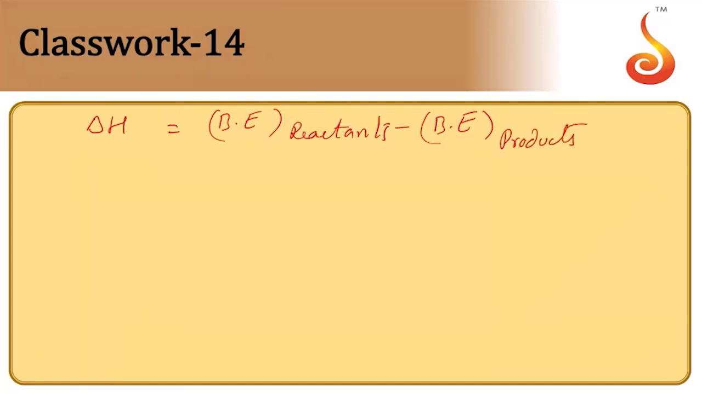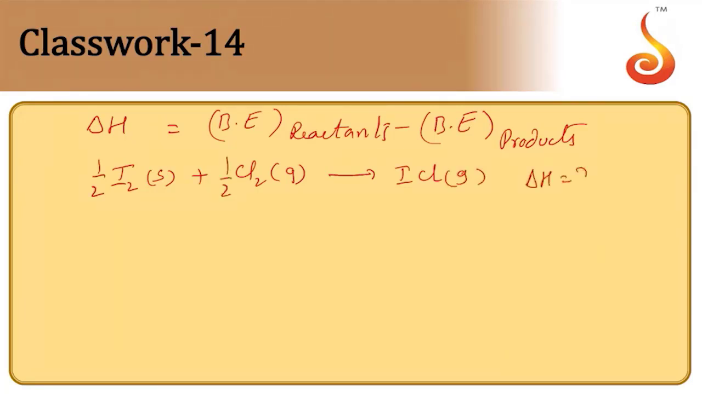It's a basic equation we have, and we require the enthalpy of formation of ICl. It implies that we should get iodine in the solid state, plus chlorine in the gaseous state, giving rise to ICl in the gaseous state. That is half here, half here. This delta H value is required.